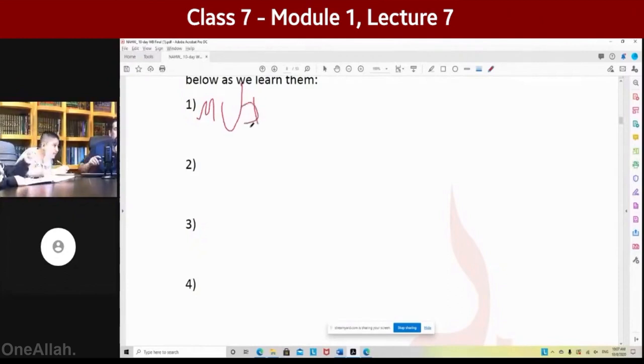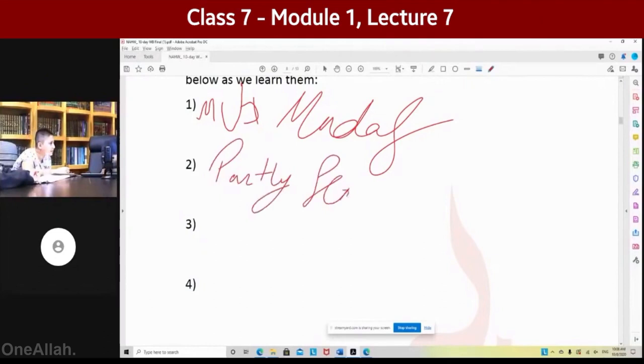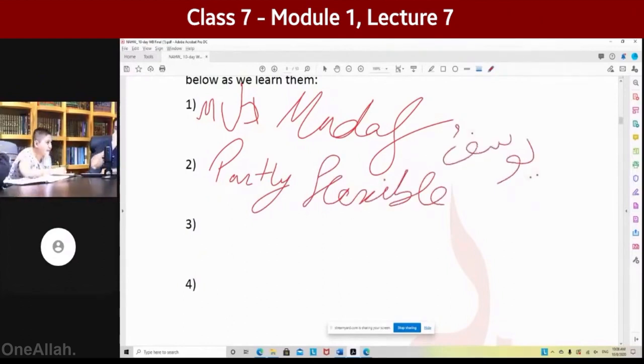This is my mouse handwriting. He has better handwriting on paper, guys. My handwriting's beautiful. Second one? It's partly flexible. Like Yusuf, remember? You can write in cursive? A little bit. I can't. My teacher tried to teach me in third grade. It didn't work out. I love cursive. I like my normal handwriting.